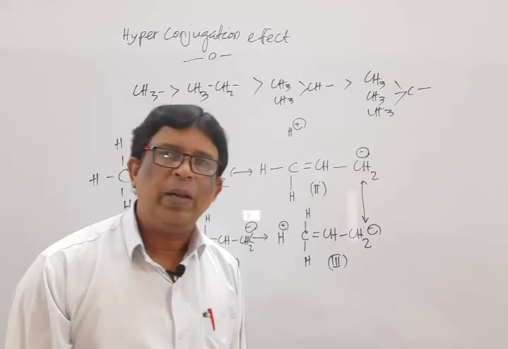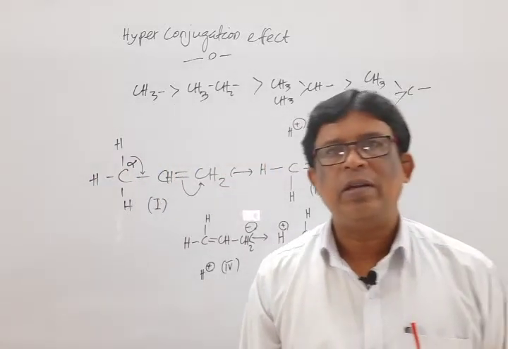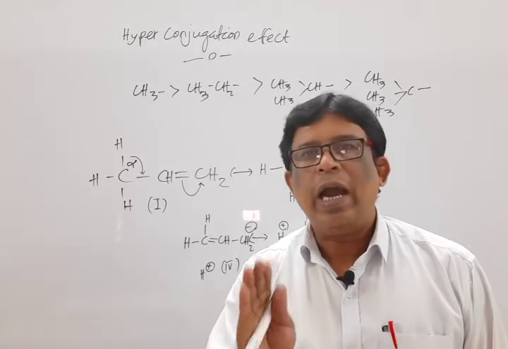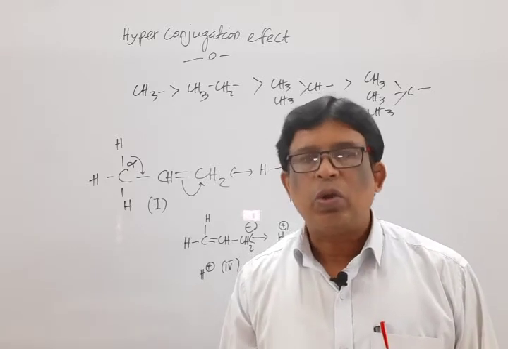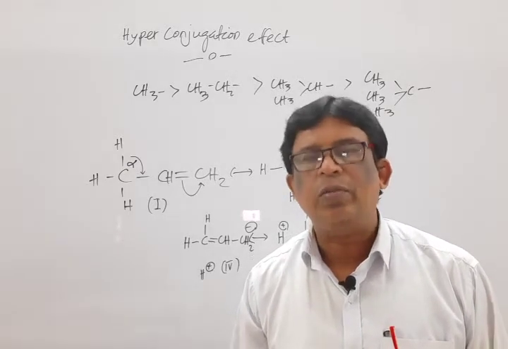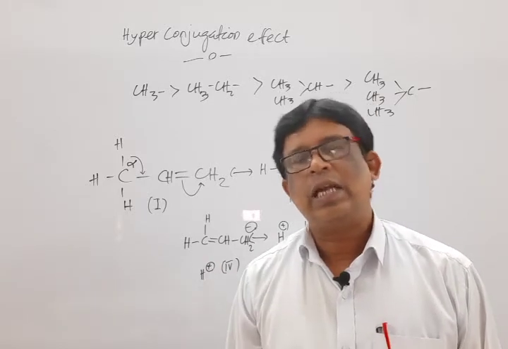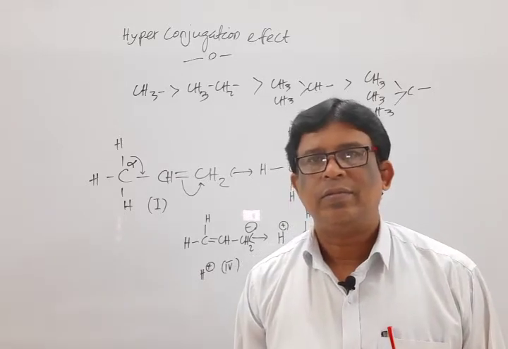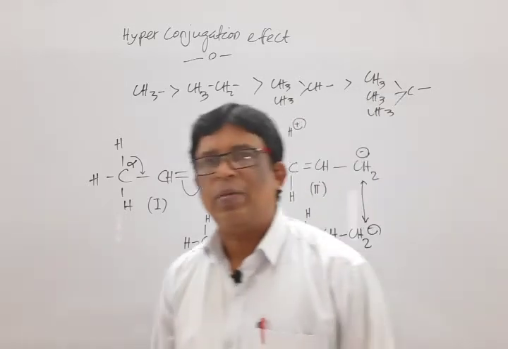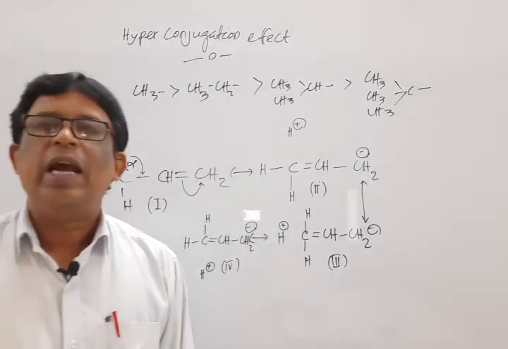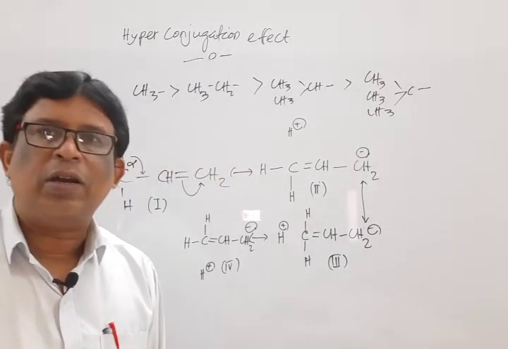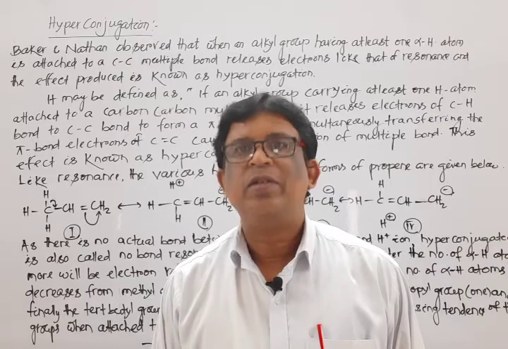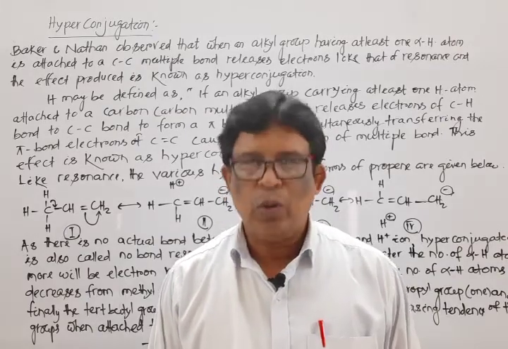There are many applications of this hyperconjugation effect. Basically we focus on two: the ortho and para directing nature of the alkyl group when it is attached to a benzene ring, and second, the stability of alkenes. Before discussing the applications of hyperconjugation, it is necessary to write the definition of hyperconjugation. Next, note down the definition of hyperconjugation or no bond resonance.